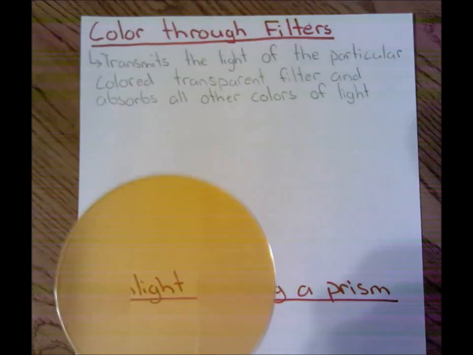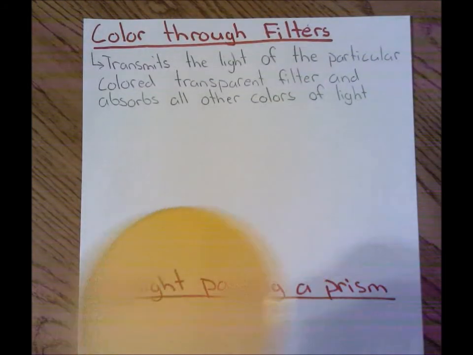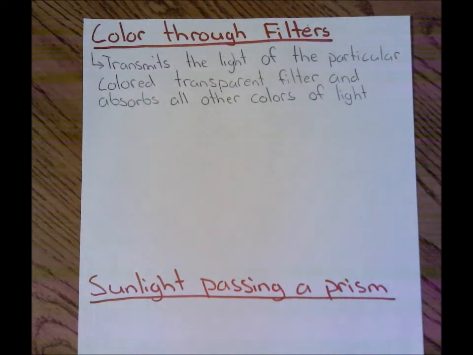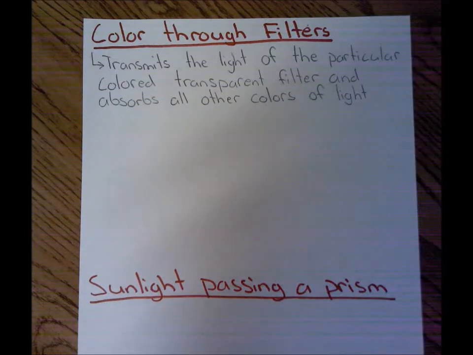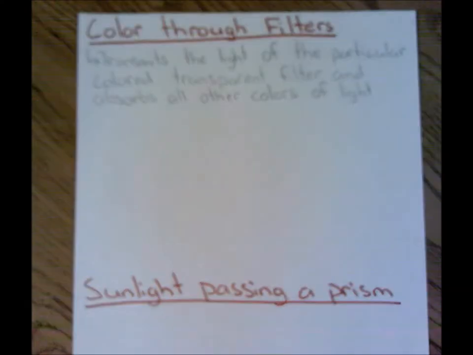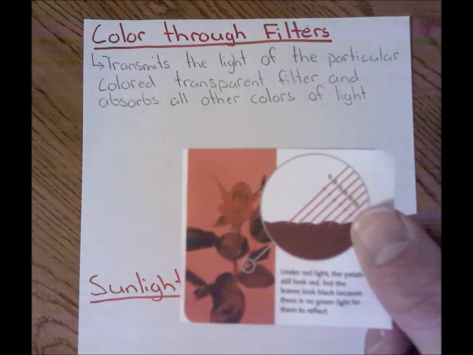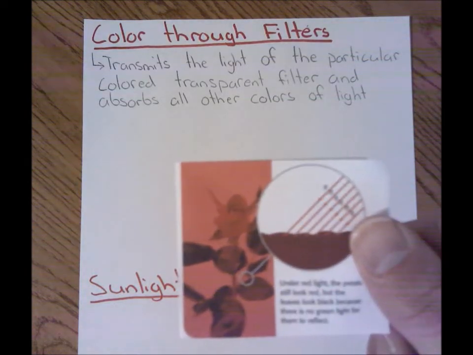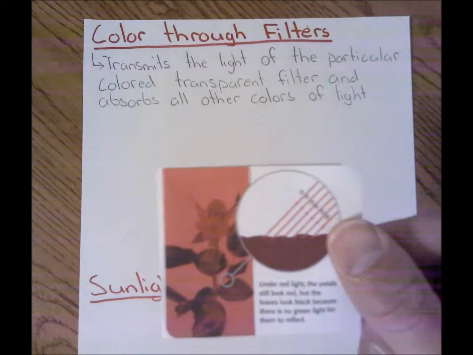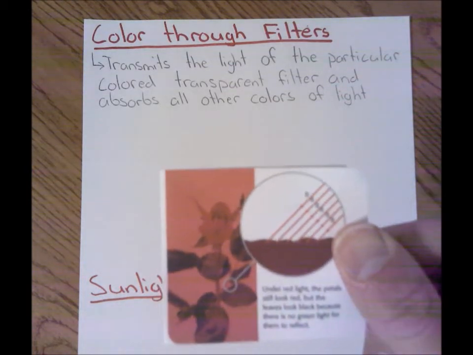So the best example that we have is this. We're going to view that same rose petal, or that same rose flower, now through a colored transparent filter. And this is the picture that we're going to get when we view the rose flower through a red colored transparent filter.